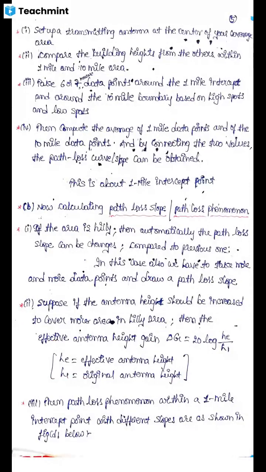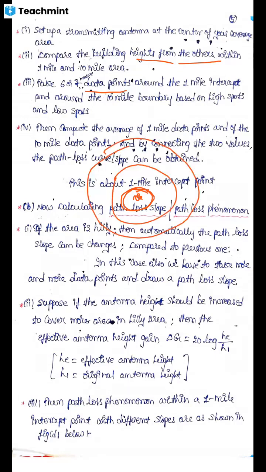We will consider the base station at one point, and we will compare the buildings or hilly areas around the base station at a distance of 1 mile, comparing the building heights and other cities with an area of 1 mile. And we will take 6 to 7 data points around that 1 mile intercept point, considering the buildings and hilly areas, natural terrain configurations. We will take the data of high spot areas and low spot areas. And similarly, we will continue for 5 miles and 10 mile area.